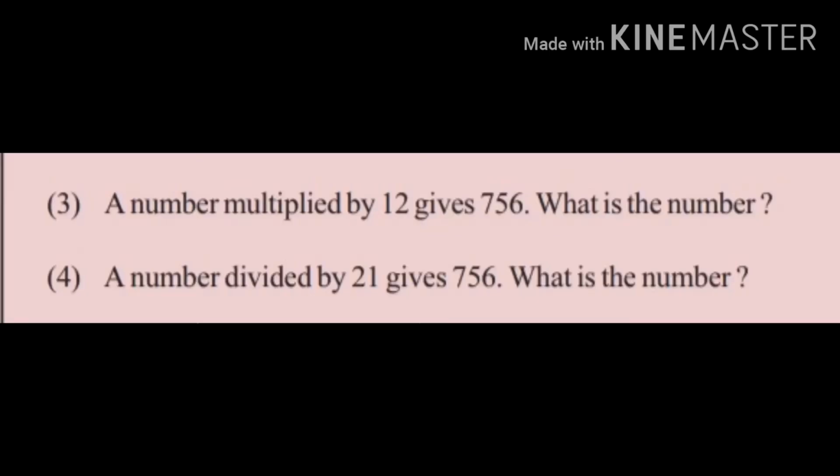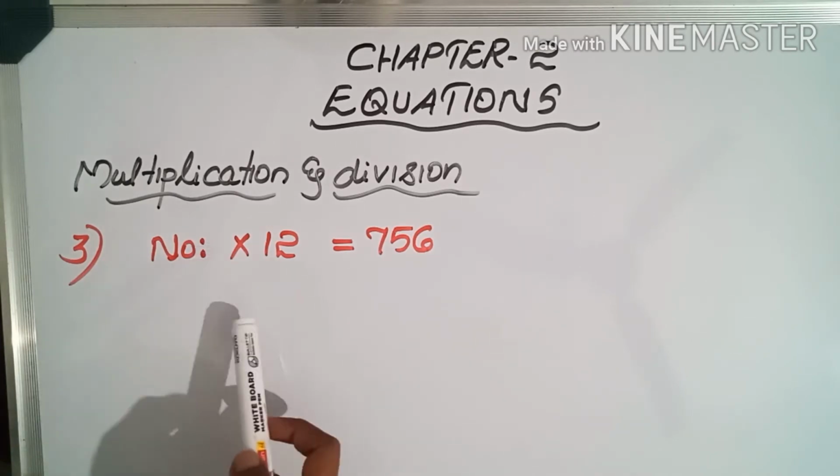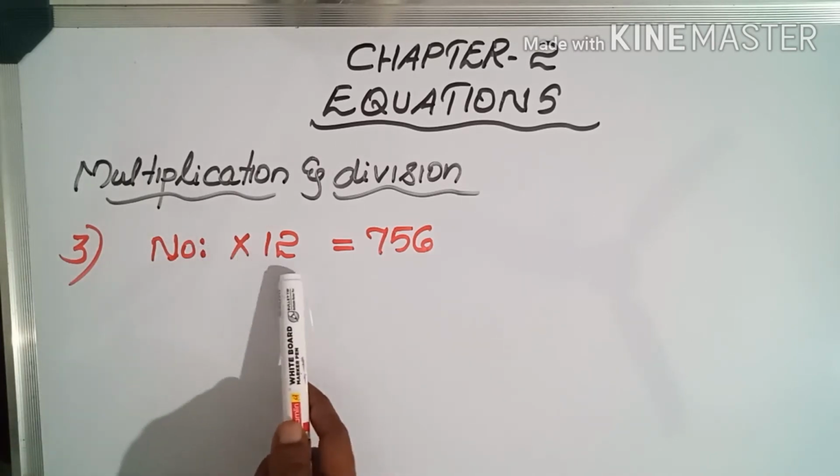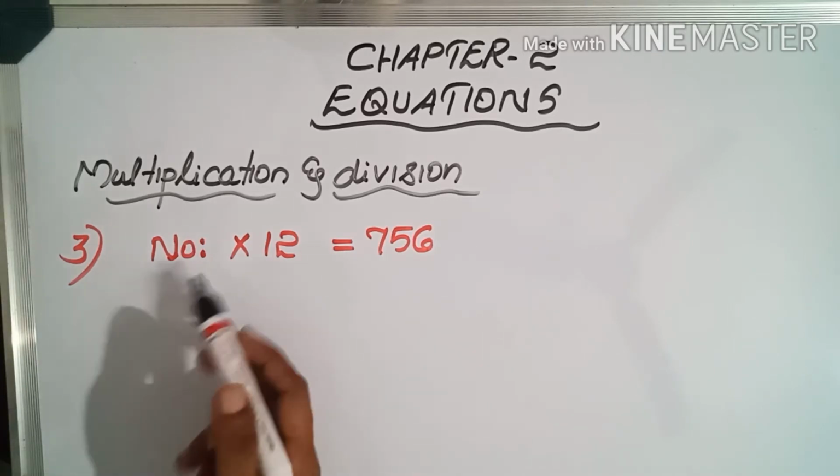Okay. Next is question number 3. A number multiplied by 12 gives 756. What is the number? Write this statement like this: a number multiplied by, meaning into 12, multiplied by 12 gives 756. Then what is this number? Very easy one, because we only need to find the number. That means we need to keep the number here.